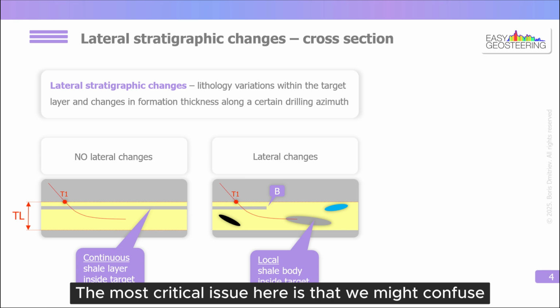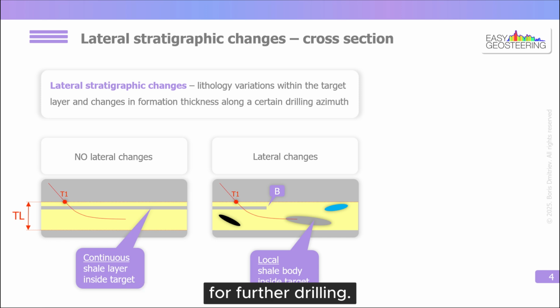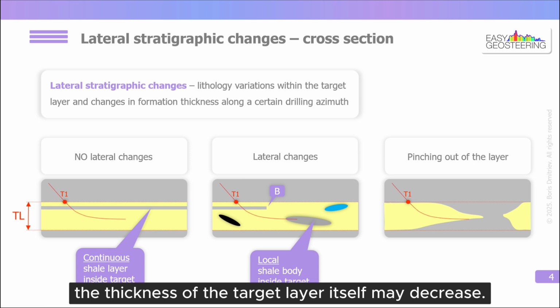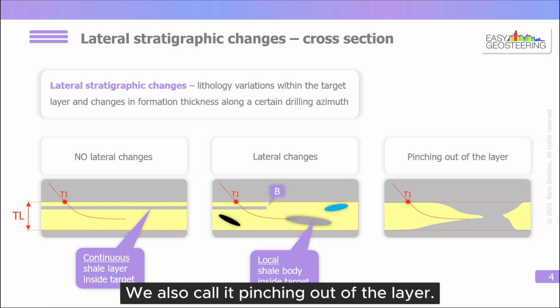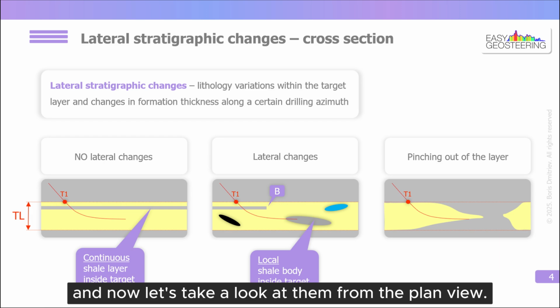The most critical issue here is that we might confuse a local geological body near the bottom with our shale layer near the top, leading to incorrect recommendations for further drilling. And finally, the thickness of the target layer itself may decrease. We also call it pinching out of the layer. So, we have covered lateral changes on the cross-section, and now let's take a look at them from the plan view.